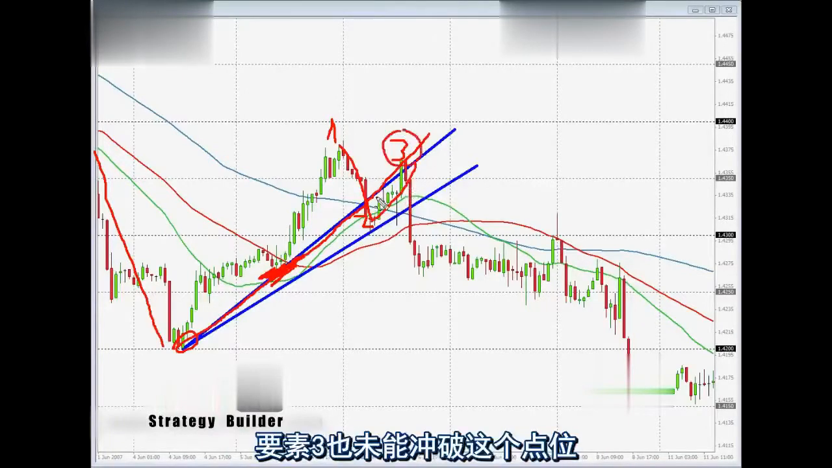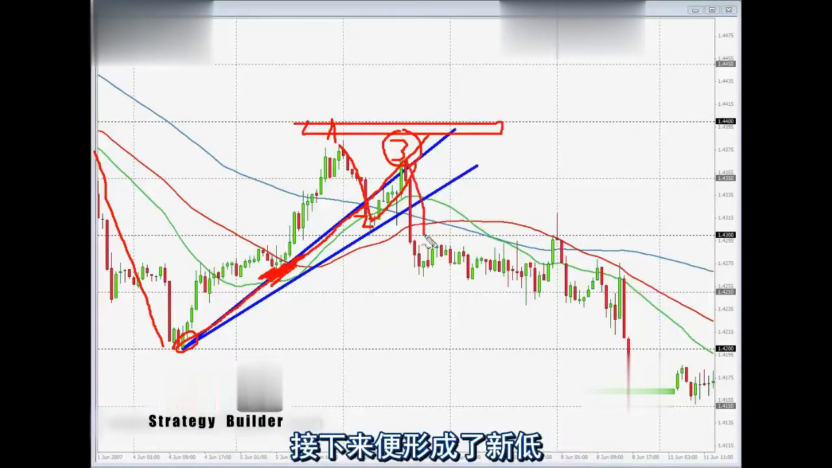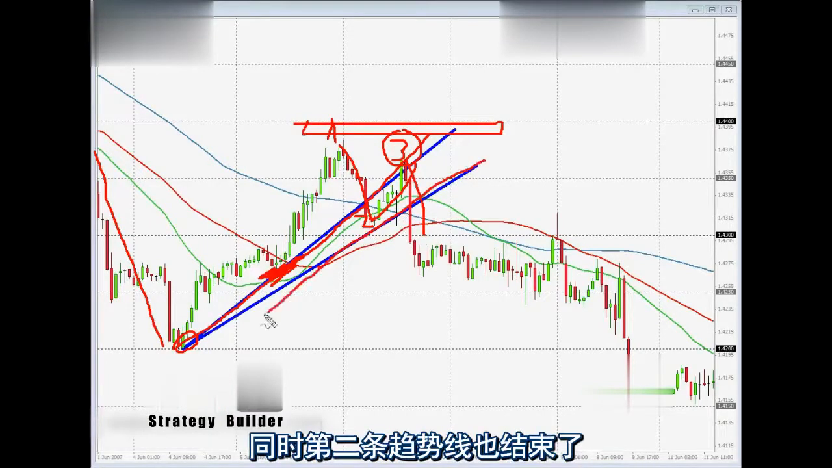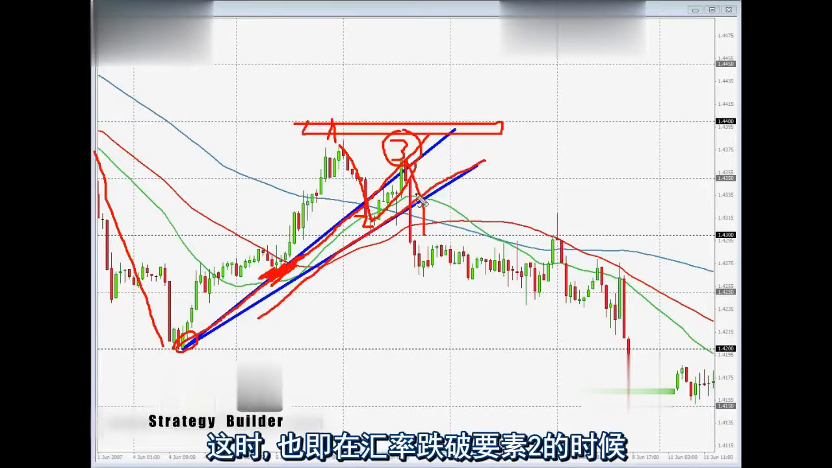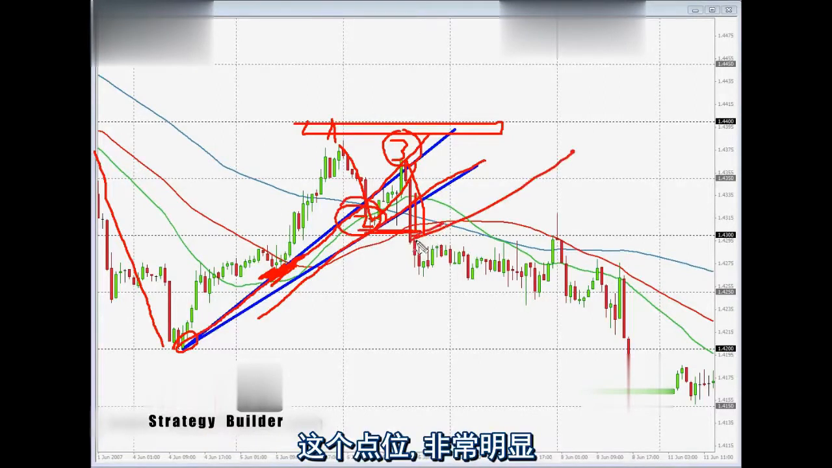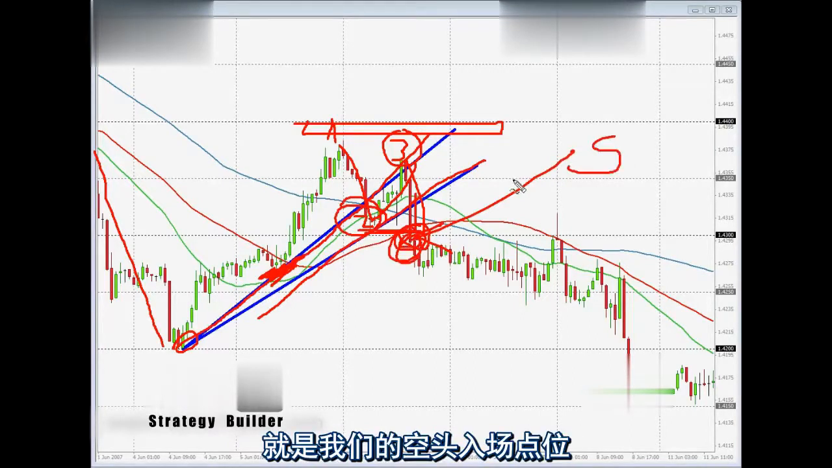Then we have the last attack by the bulls, the last thrust, the aspect number 3 of this M formation, of this bearish 1, 2, 3 formation. That one also fails to take this level, and from there we make new lows, breaking also the second retracement trend line. Once the second retracement trend line is taken, and once the aspect number 2 is taken right there, that point, that level, is a very clear level to enter short, okay?